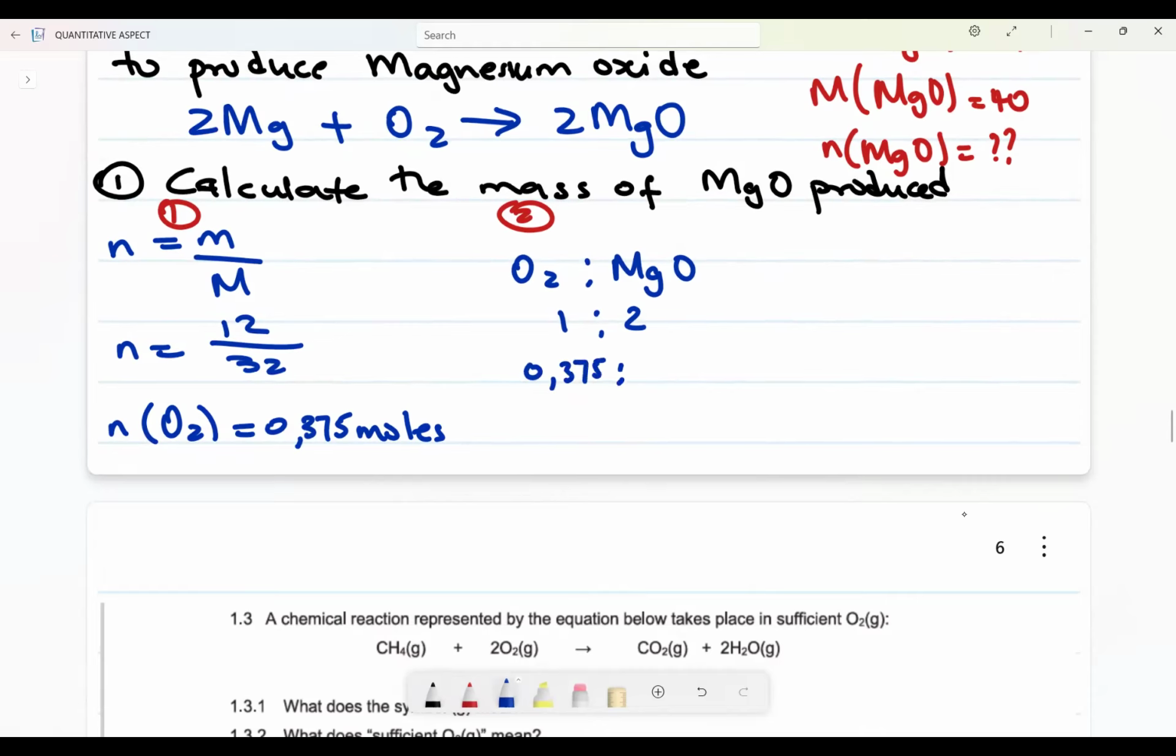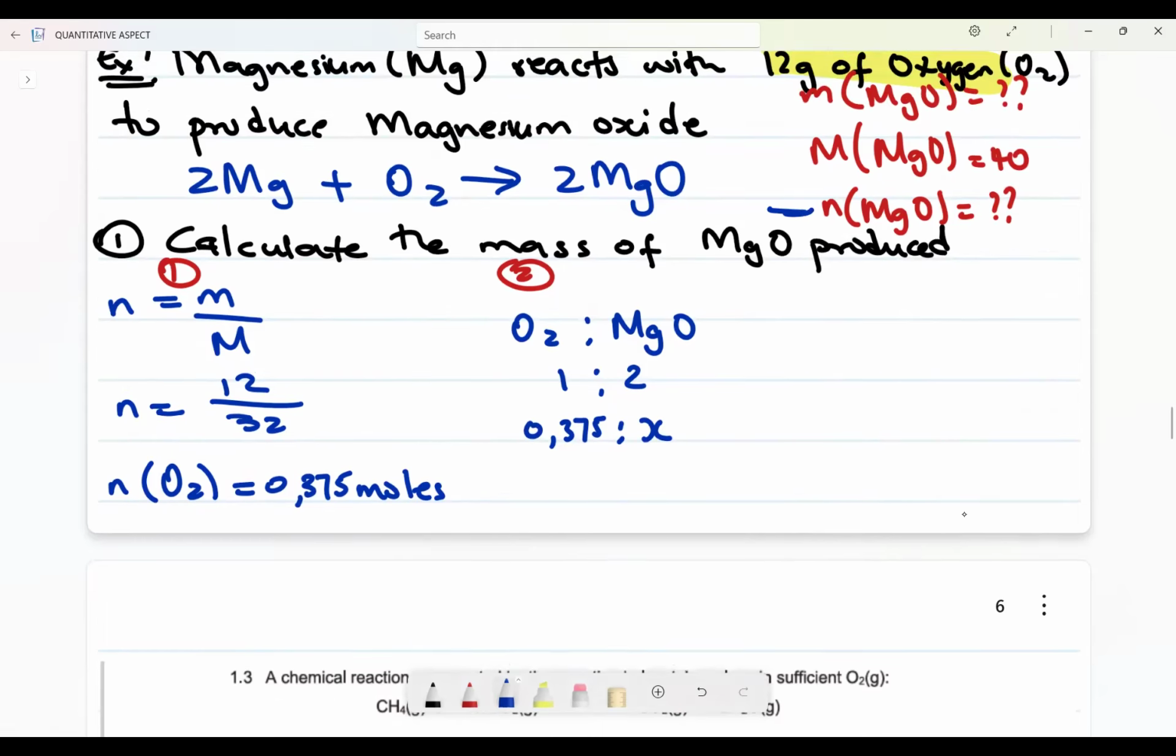0.375 is to what is the number of moles of magnesium oxide? I do not know. Remember, I do not know the number of moles of what? Of magnesium oxide. So I can find them by saying x multiplied by 1 is x, which is equal to 2 multiplied by 0.375, which is the same as 2 multiplied by this, which gives 0.75.